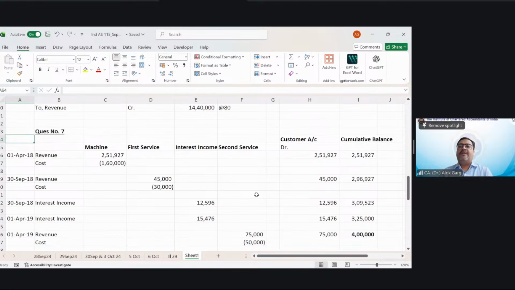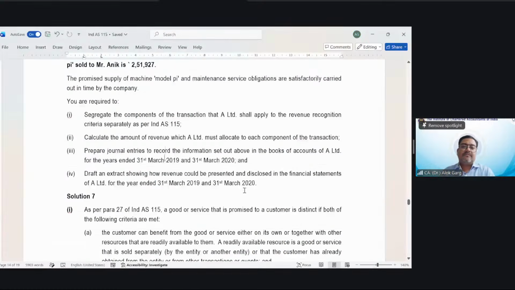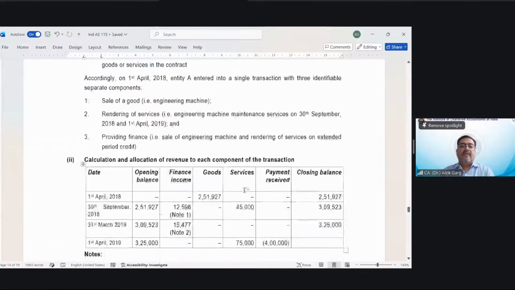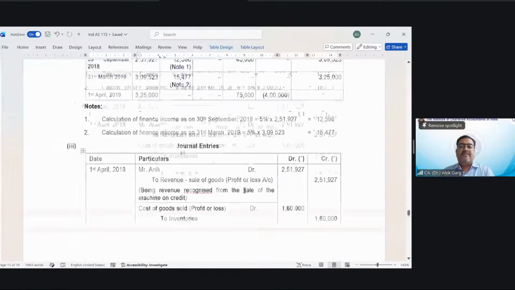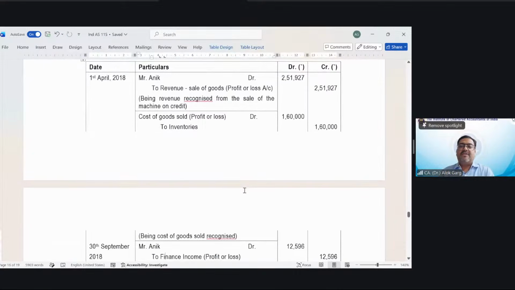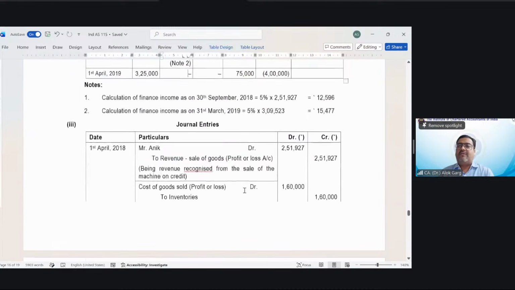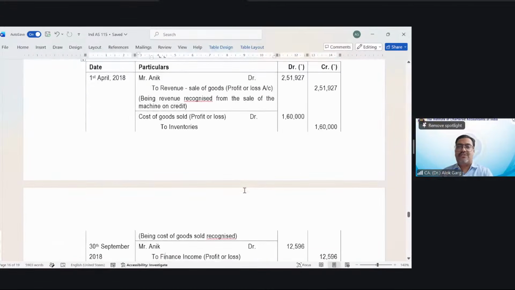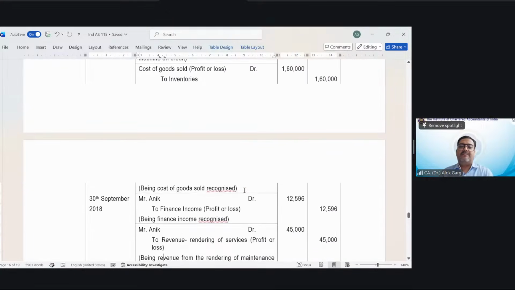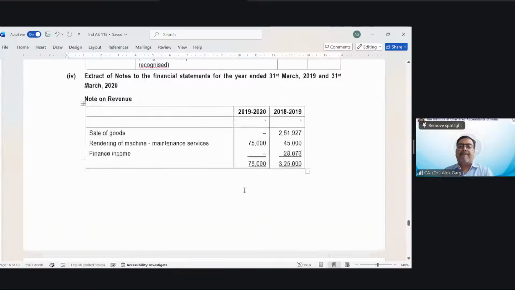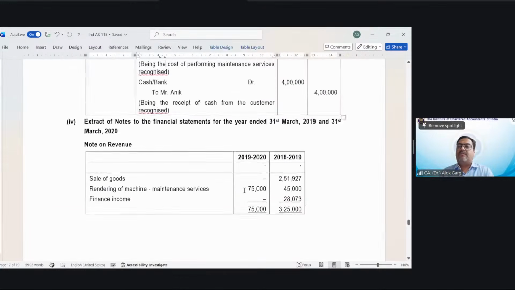Okay, now let's move to the next question. So this is what is given. We pass journal entries also. I have told you about customer to revenue, but for the cost, it is cost to inventory. As simple as that. Right. Okay. Clear?